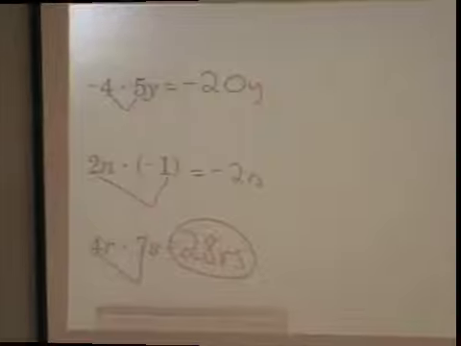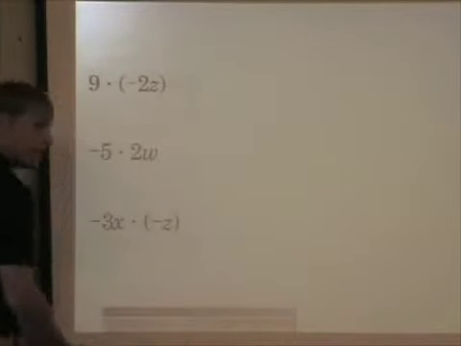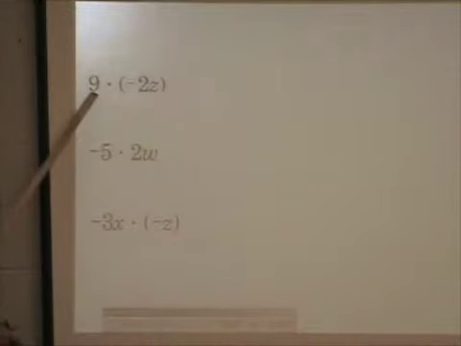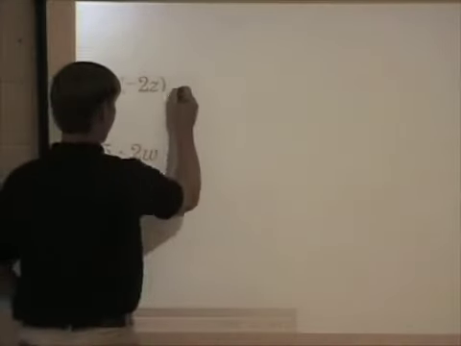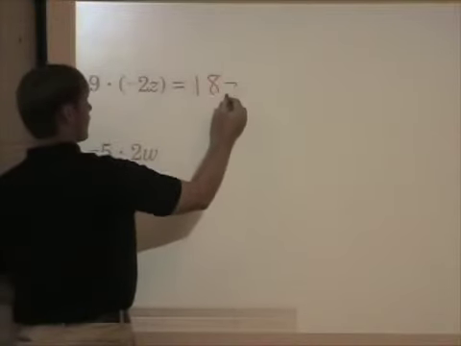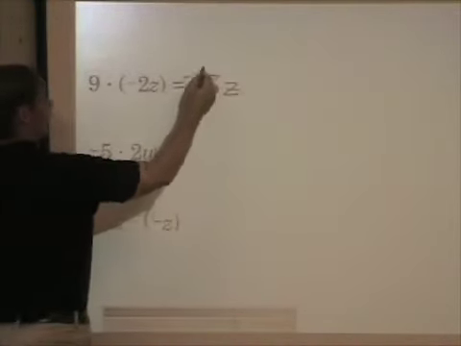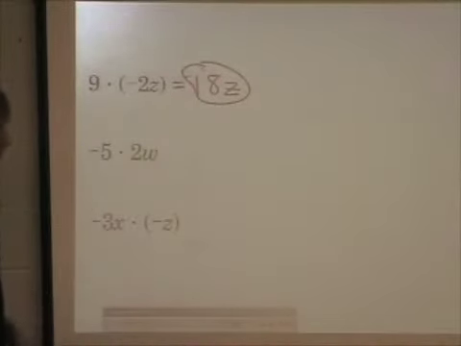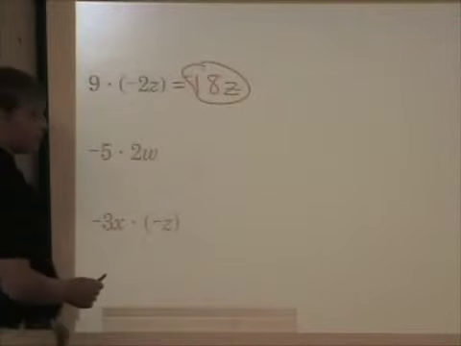Yes, Montreal. It's easy. Now, Tyler, a positive and a negative is going to give me a what? Negative. A negative what? 18z. Good job. It gives me a negative 18z. Now, Tyler, why is the answer negative? Terrence, why is the answer negative? Because the signs are different.